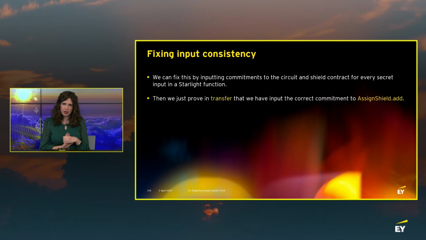So how can we fix this? The way we fix this is now for every secret input to a function, we input a commitment as well. We do this in the circuit and the shield contracts. And then we can prove that we've actually input the right commitment.